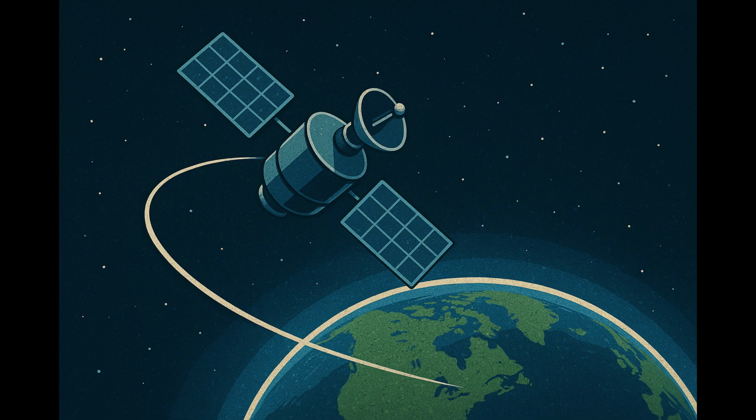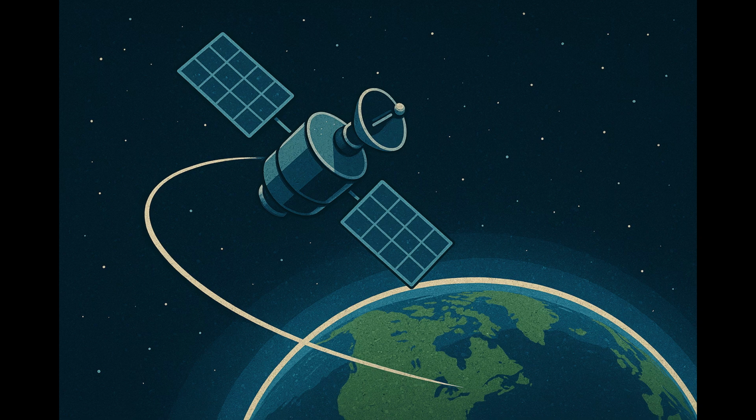Types of orbits. There are different types of orbits, each with unique speeds, altitudes, and purposes. Low Earth orbit, LEO, 200 to 2,000 kilometers above Earth. Fast, about 90 minutes per orbit. Used for satellites like the ISS, Starlink, and Earth observation.